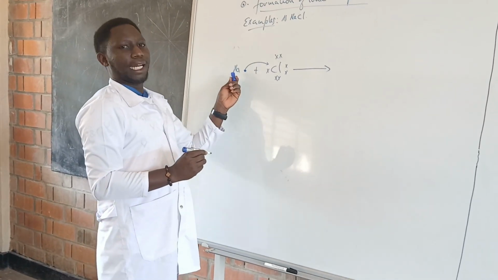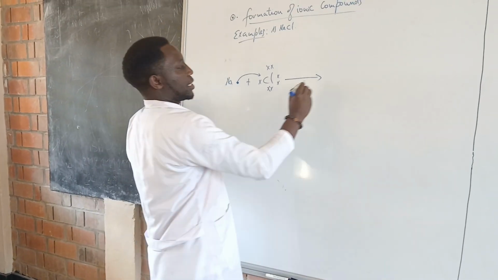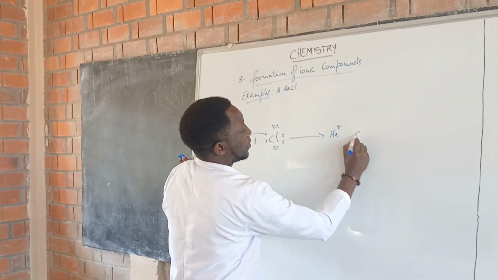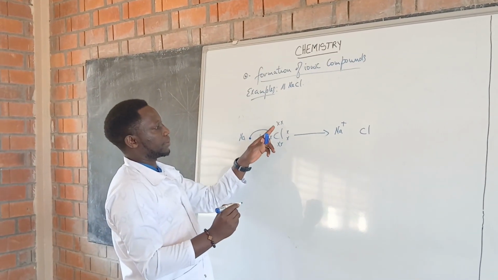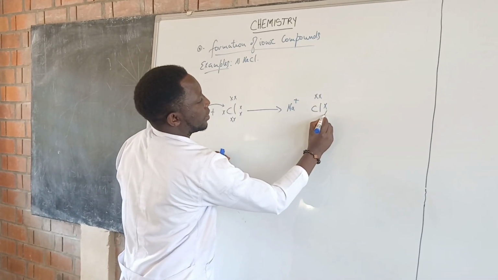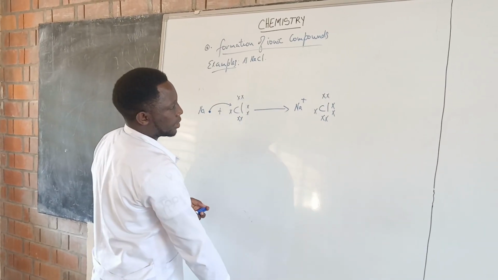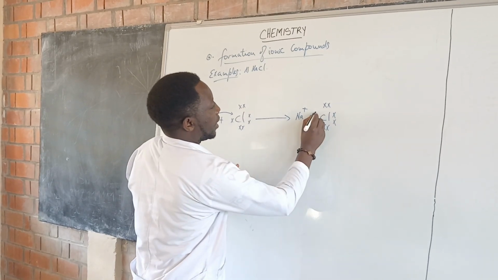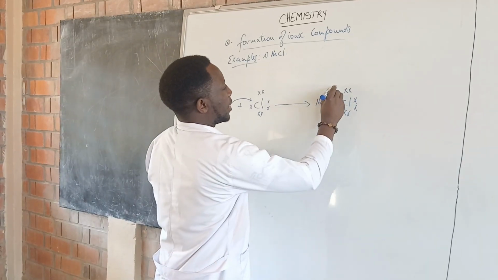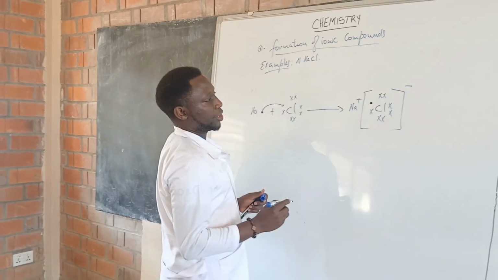Remember, when an atom loses electrons, it becomes positively charged. That's why it is a cation. Sodium loses 1 electron. We have chlorine. This chlorine becomes chloride because it is an ion. Remember, it gains 1 electron in order to have 8 electrons. If it gains 1, it becomes negatively charged.